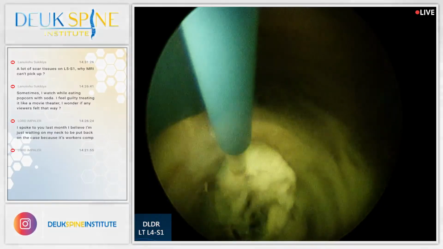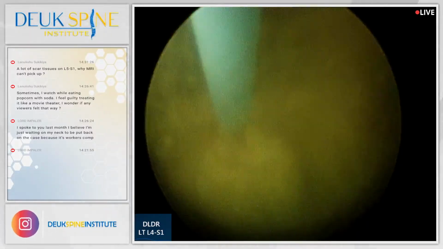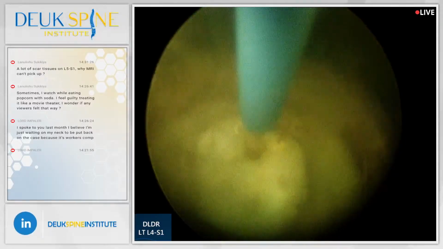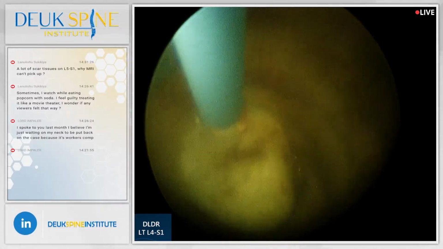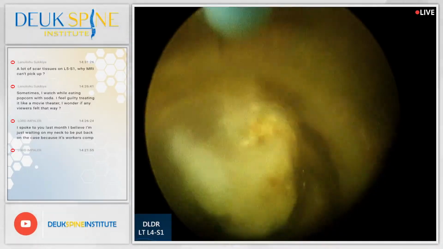Oh. All right, folks. Here we are at 4-5. We're going to do our debridement. So far, everything's going great. He's lost maybe 1 cc of blood for the whole surgery to fix 2 discs and the piriformis.